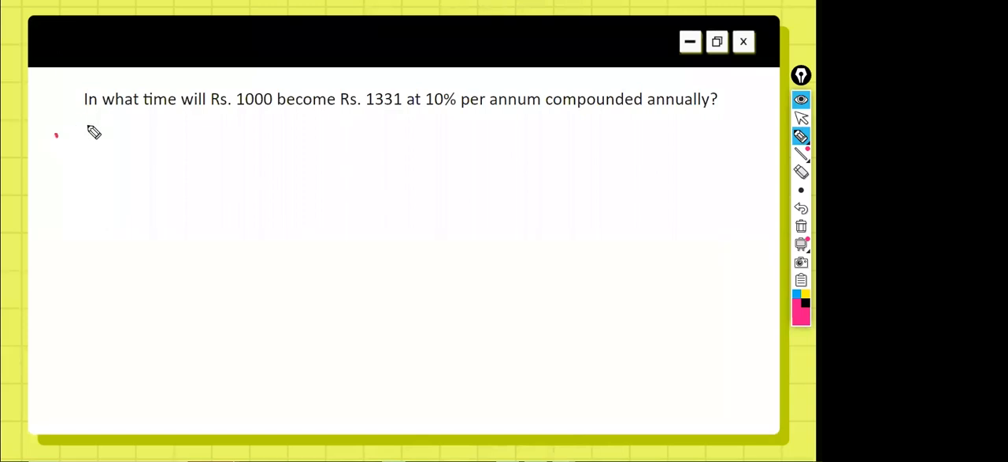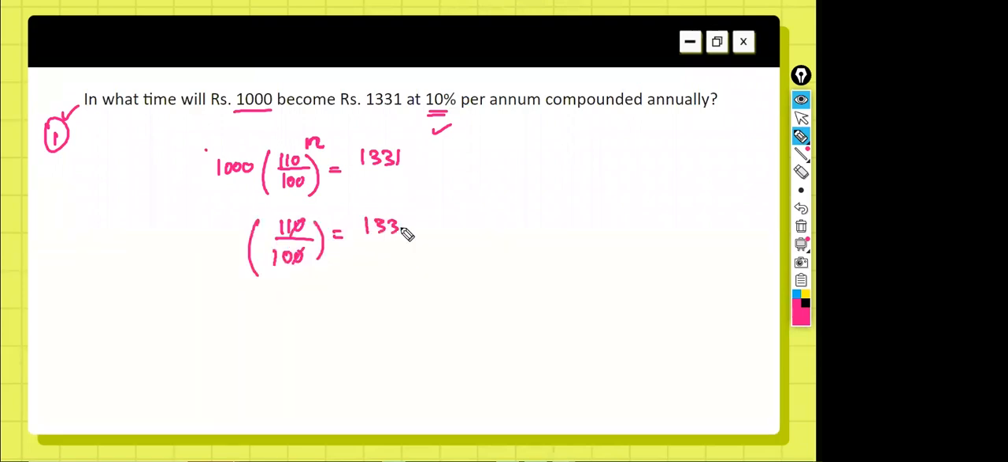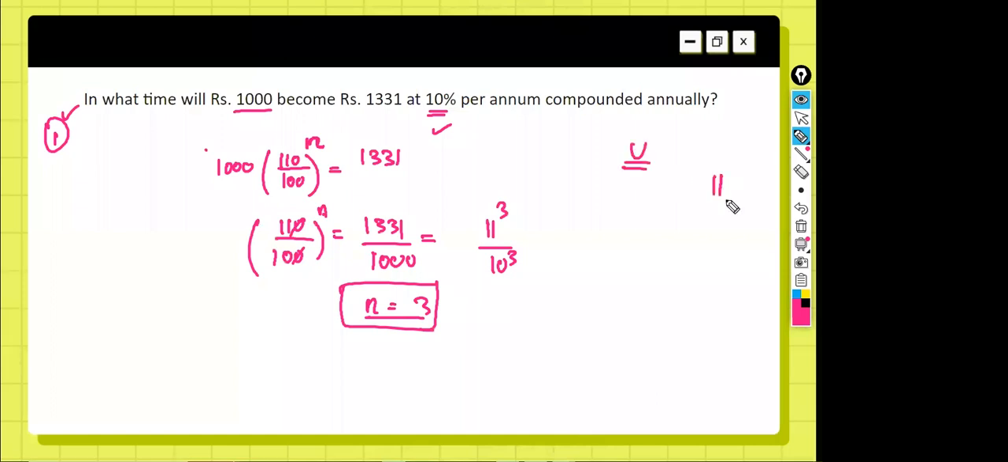So the first method I'm going to teach you is: let the principal be 1,000, and I am doing it for 110 by 100, because an extra 10% is added. The number of years we don't know, so we can keep it as power n. This gives me how much? 1331. So 110 by 100, or 11 by 10, to the power n equals 1331 by 1000, which is nothing but 11 cube by 10 cube. So what will be the value of n? The value of n is 3. If you guys can understand, please type U in the chat box. If you find it hard to understand, please type H in the chat box.